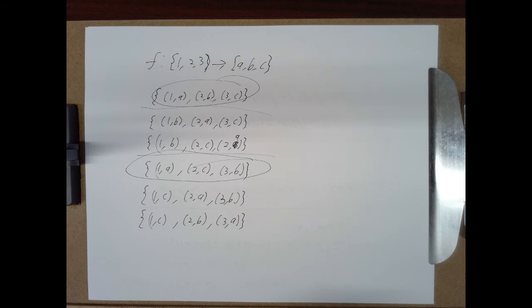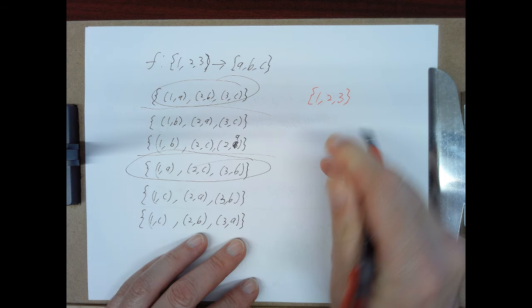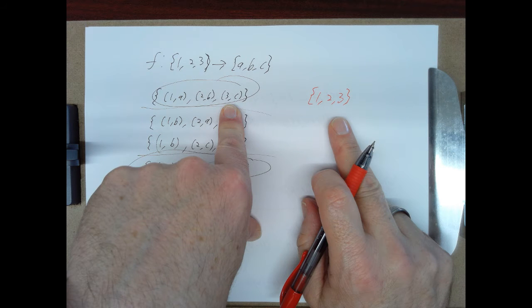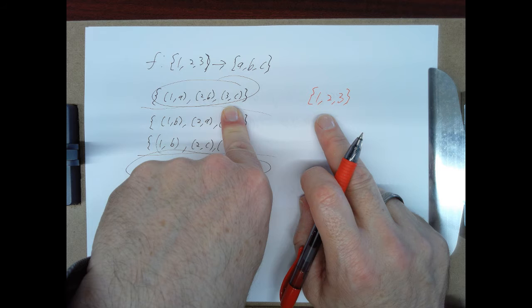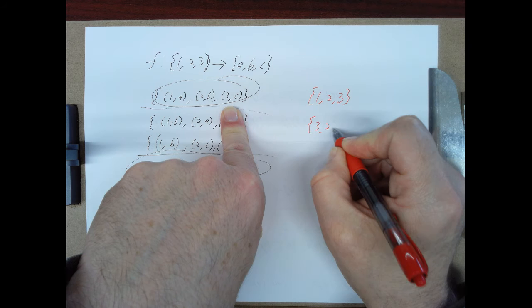And I mentioned this on a few homeworks. This is not sufficient to express this function. Why is this not sufficient? Yeah, because this is exactly the same set as this.